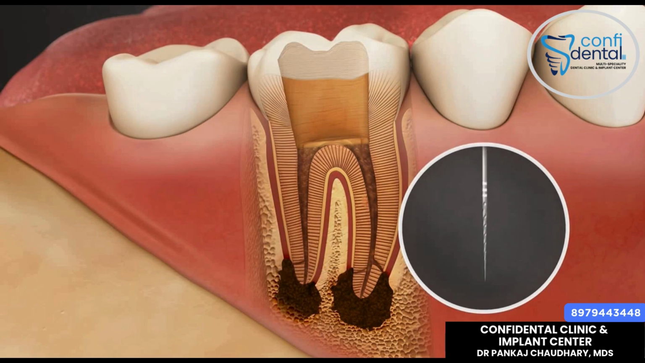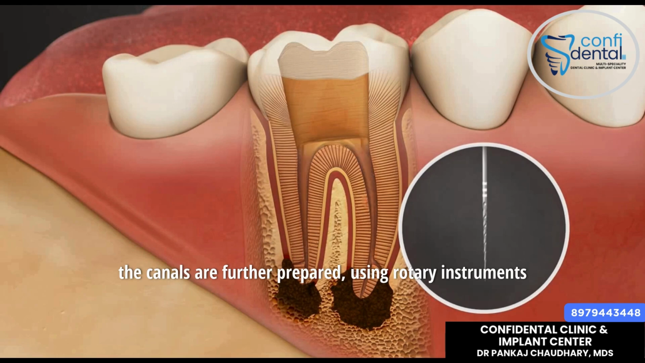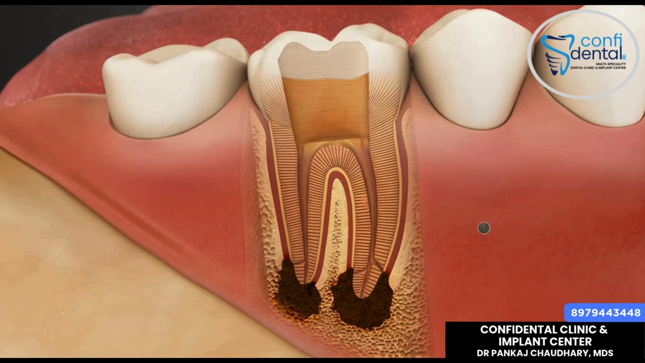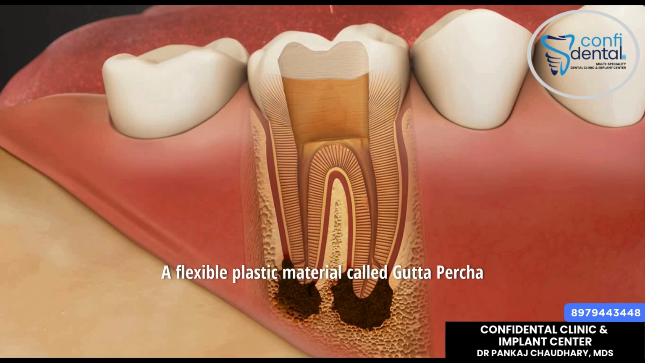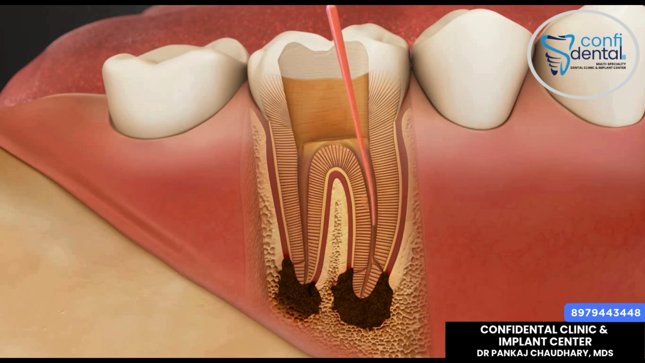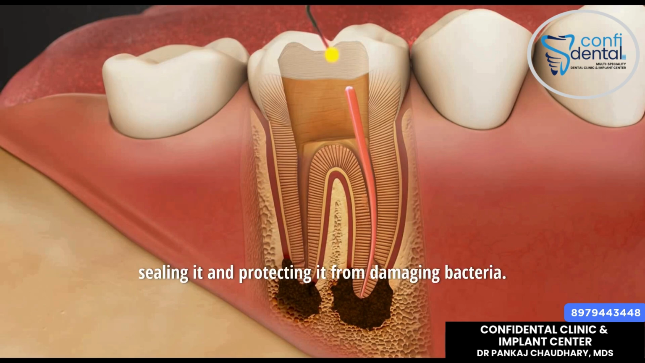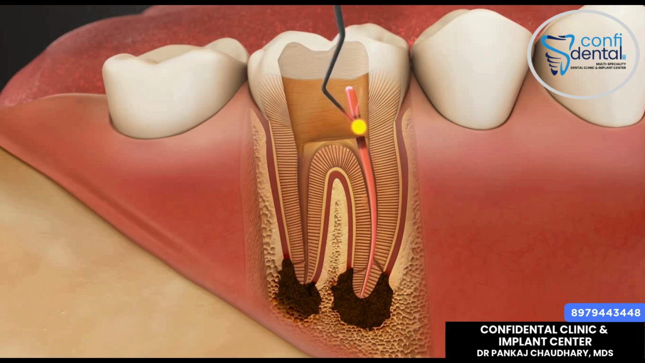Once completed, the canals are further prepared using rotary instruments that open up the canals to a precise taper and length. A flexible plastic material called gutta percha is then used to fill each canal, sealing it and protecting it from damaging bacteria.